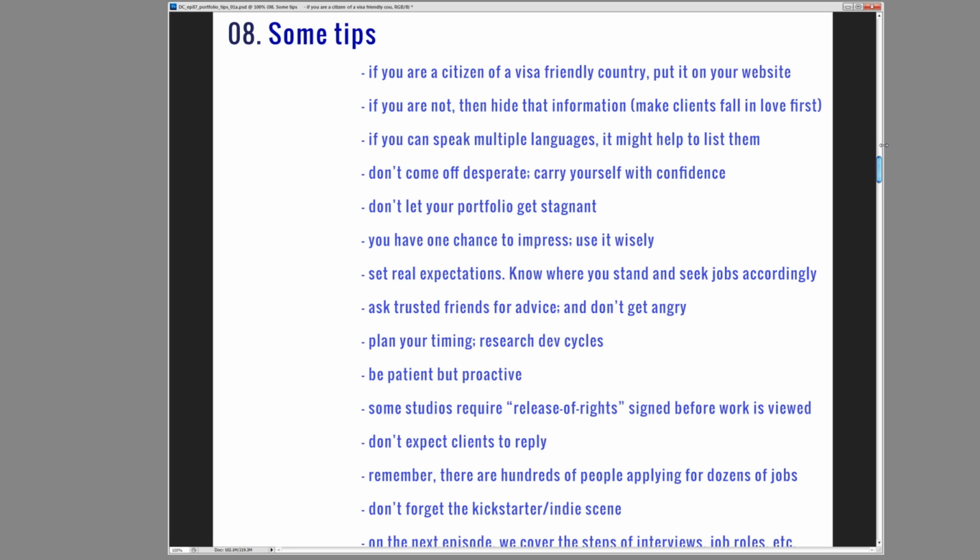So anyways, if you're in a visa-friendly country, maybe you want to hint at that. Together with that, if you can speak multiple languages, it might help to list them. Again, we're in a multicultural development phase now. Many studios have, for example, EA could have a studio in Shanghai and they have one in Vancouver, and the two of them are working together.